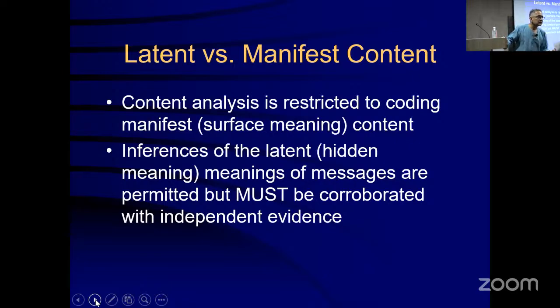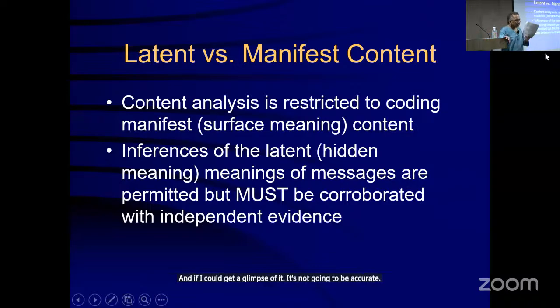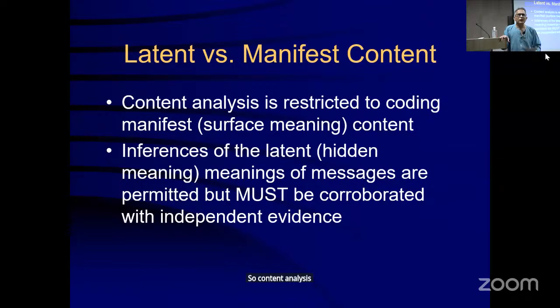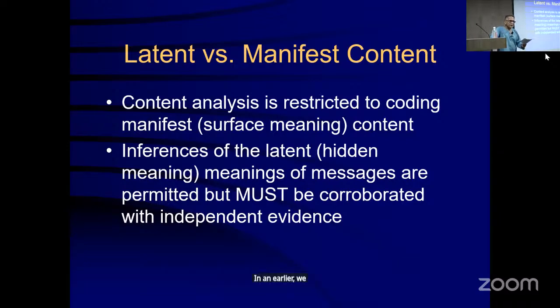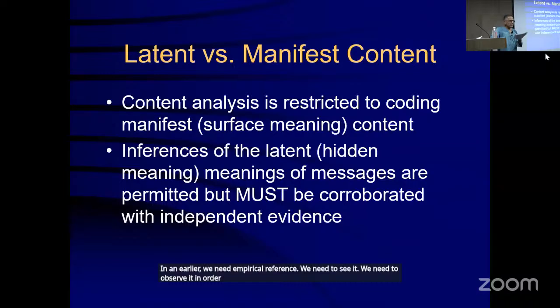That's latent. I can't see it. And if I could get a glimpse of it, it's not going to be accurate. So content analysis is only done on manifest content. We don't go into anything for which the data is not readily available. Remember, empirical referent is a term I kept repeating earlier. We need empirical reference. We need to see it. We need to observe it in order to note its occurrence.